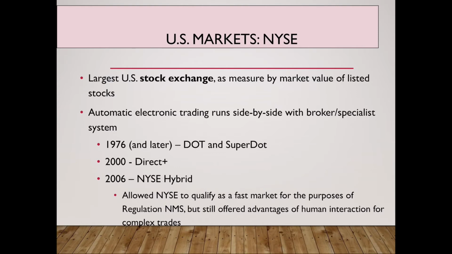So looking at their transition to electronic trading in 1976 and later, they used DOT and Super DOT. Then in 2000, they used Direct Plus, and in 2006, you had the New York Stock Exchange Hybrid. What this has done is it allowed the New York Stock Exchange to qualify as a fast market for the purposes of that regulation, NMS, which we said was fully implemented in 2007, but it still offered the advantages of human interaction for complex trades. So that's something that it prides itself on, this human interaction, but it allowed this New York Stock Exchange Hybrid to still qualify as the fast market for the purposes of regulation NMS.